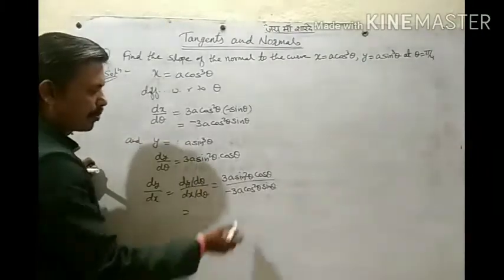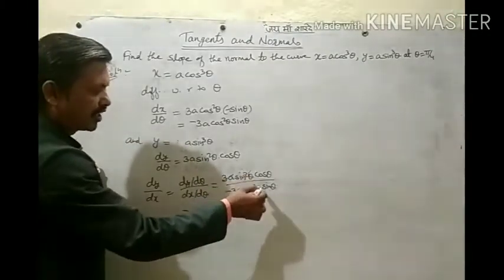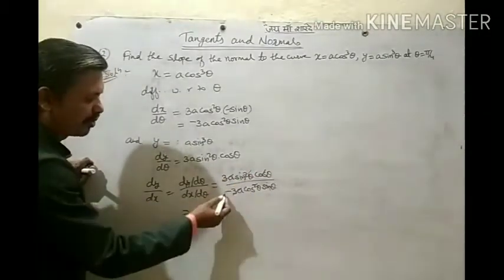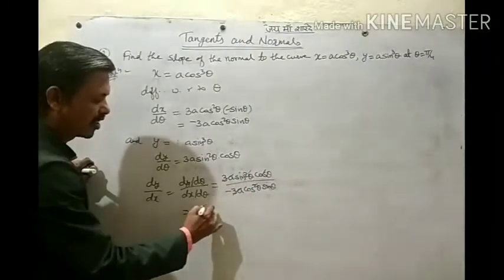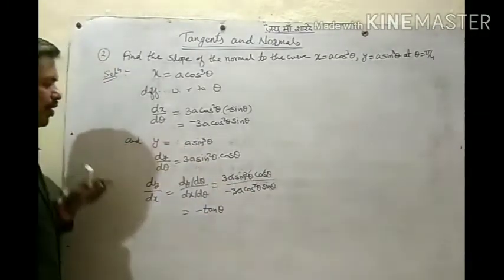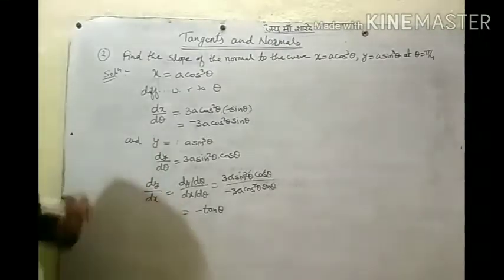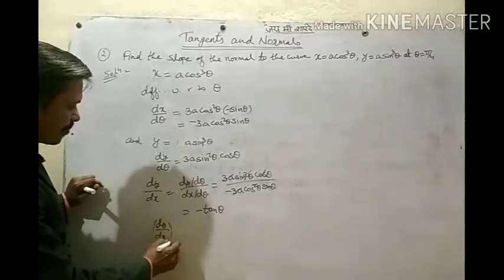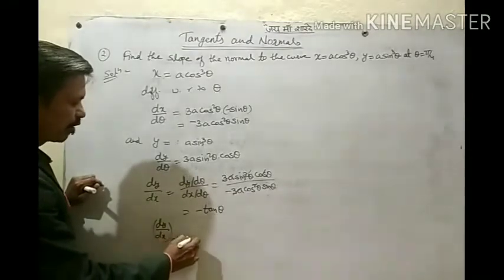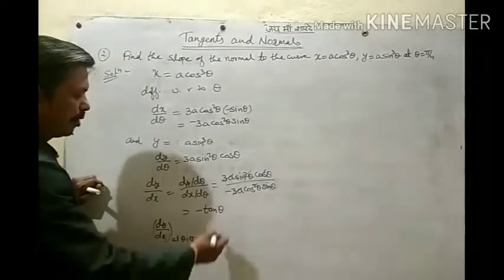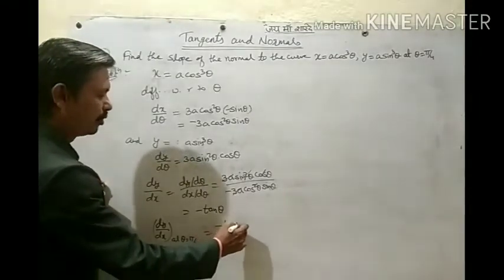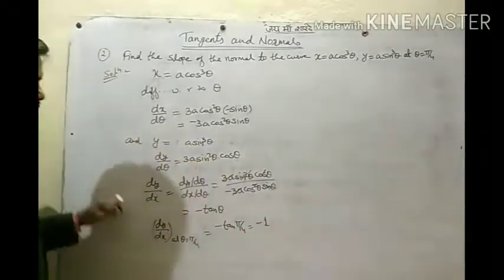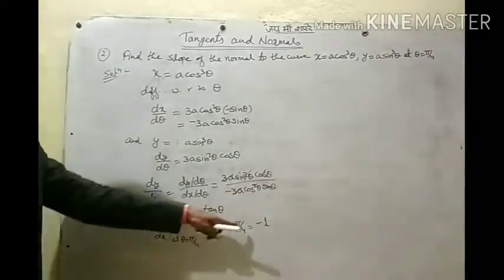3a, 3 cancel out, 1 sin cancel out, 1 cos cancel out, so we get sin theta upon cos theta, and this is minus sin upon cos, we can say tan theta. So dy by dx is minus tan theta, or if we find value of dy by dx at theta equal to pi by 4 will be minus tan pi by 4, and tan pi by 4 is 1. So value of dy by dx at theta equal to pi by 4 is minus 1.